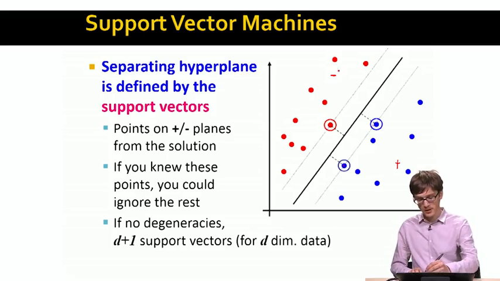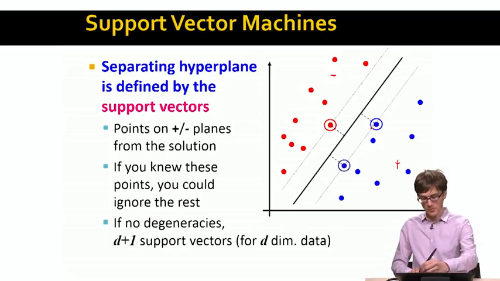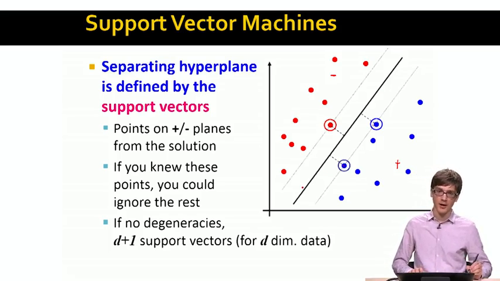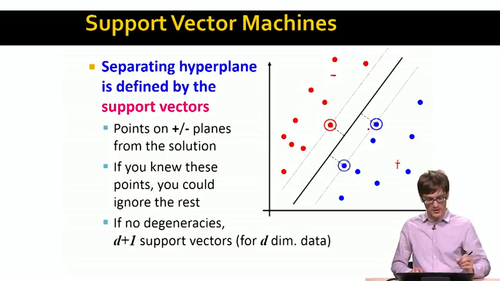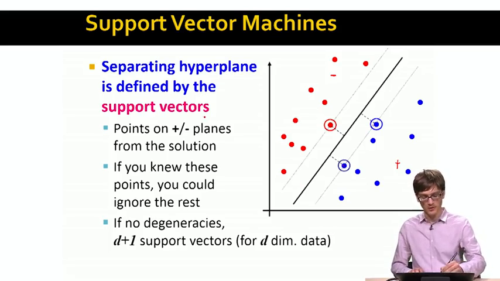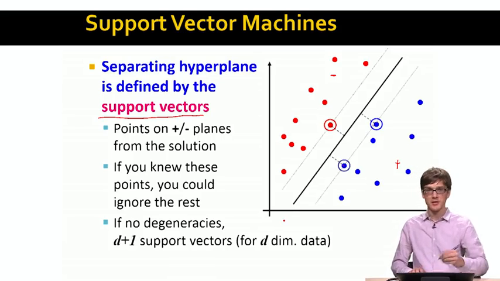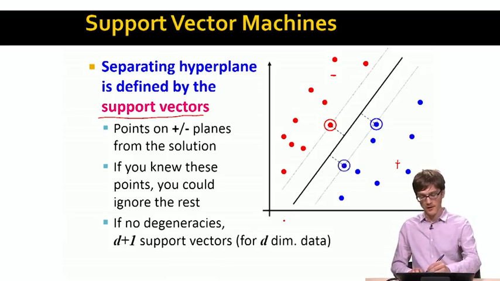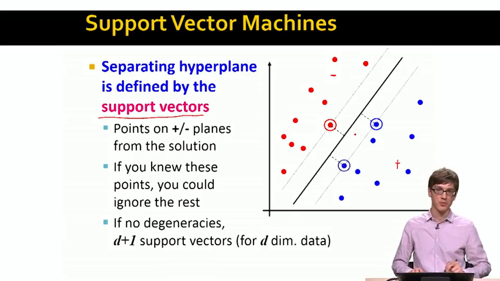What this means is that we could ignore all other data points if we had these three circled data points, because they already uniquely define the line. And these three circled data points are called support vectors. The separating hyperplane is uniquely defined in this case by three support vectors.